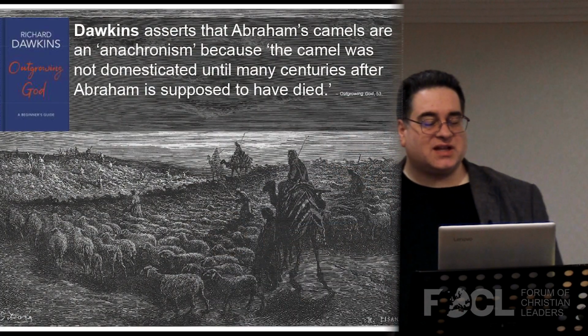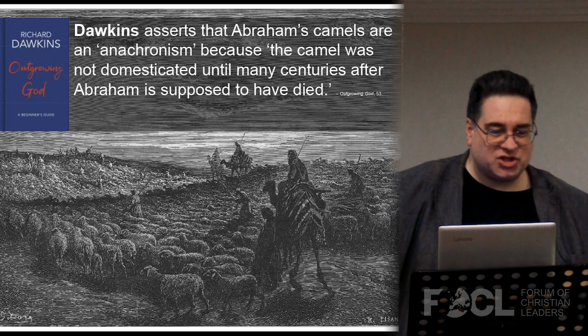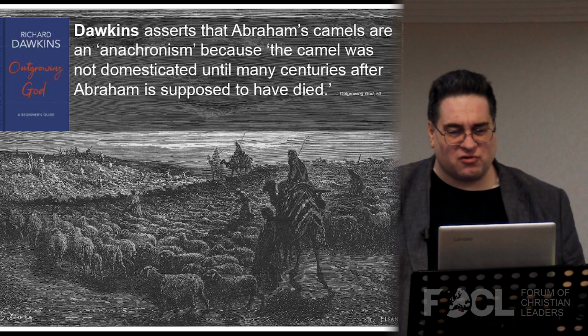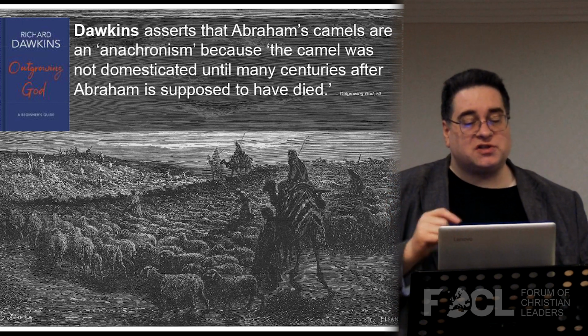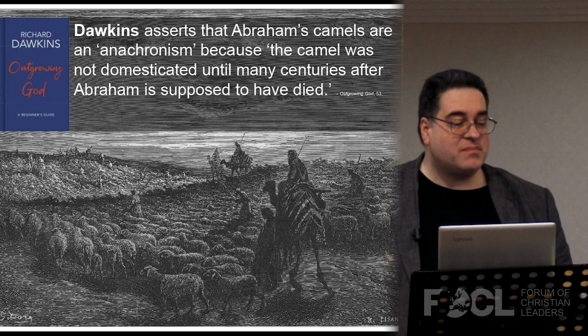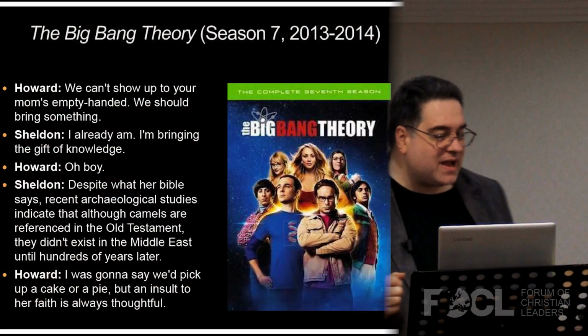But Dawkins asserts that Abraham's camels that get mentioned in his story are an anachronism. Because the camel, he says, was not domesticated until many centuries after Abraham is supposed to have died. So here's a case where whoever made up the story just got it wrong because they weren't to know, and so they made an anachronistic mistake. As I say, ignorance on his part. Where does it come from? I don't know, because he doesn't give us any references, but maybe from season 7 of The Big Bang Theory, where you have this little conversation between Howard and Sheldon.